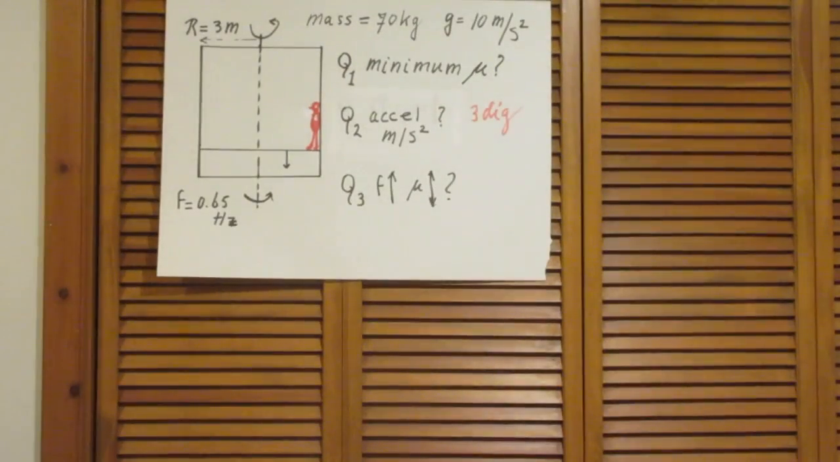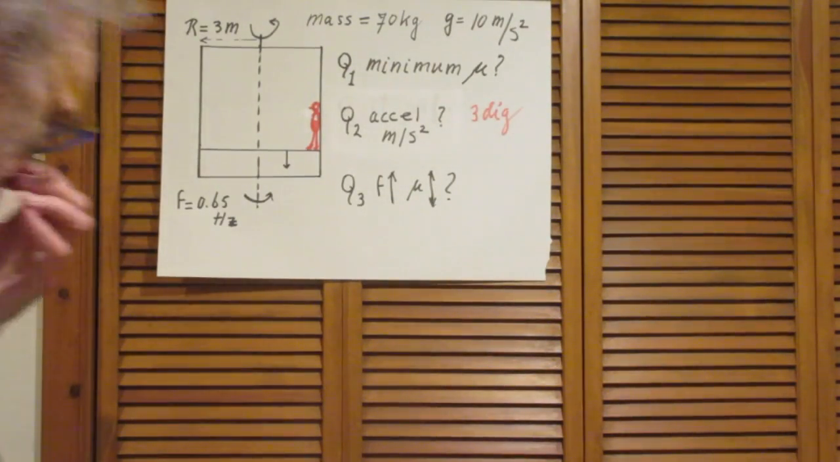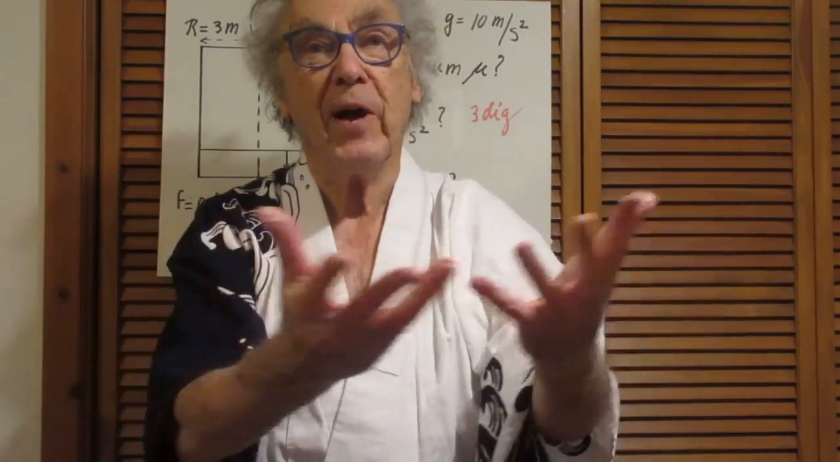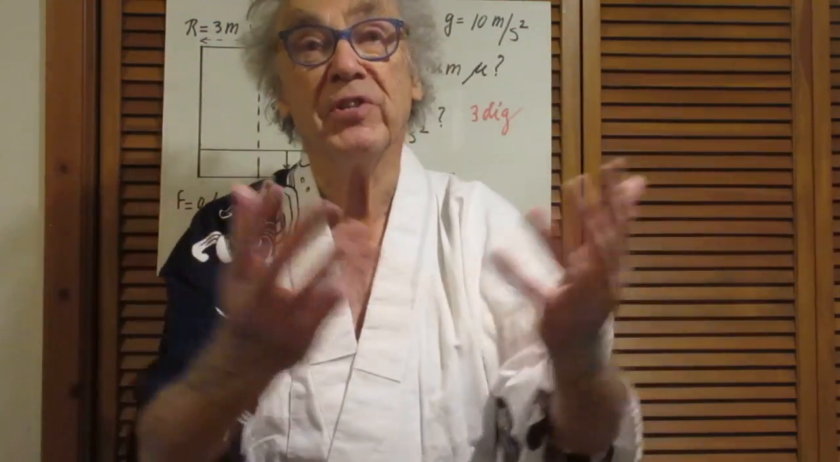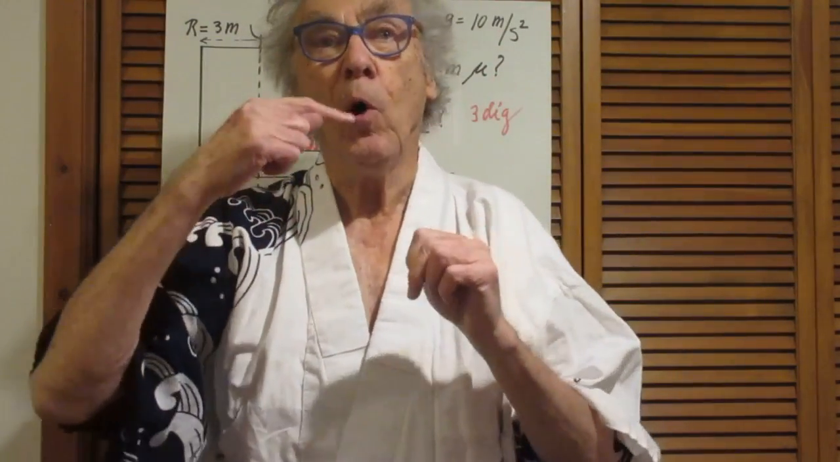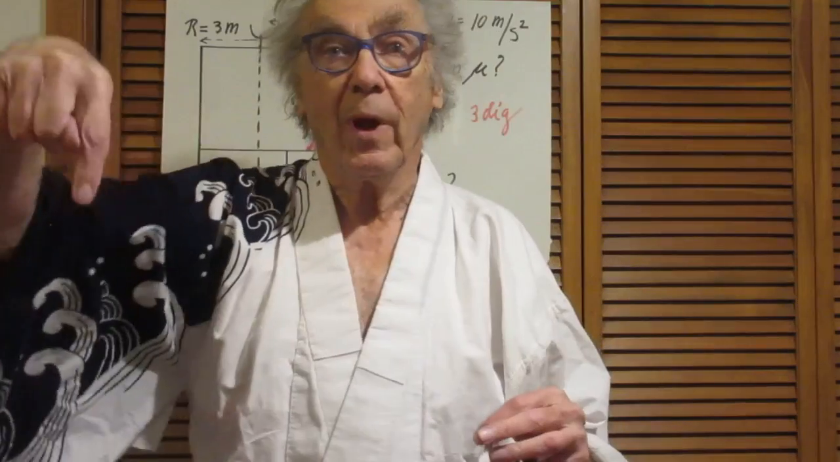Okay, next problem. You may have been at amusement parks where they have rooms which are in the shape of a huge cylinder. So the walls of the room are a cylinder. And this whole room, they can spin around.